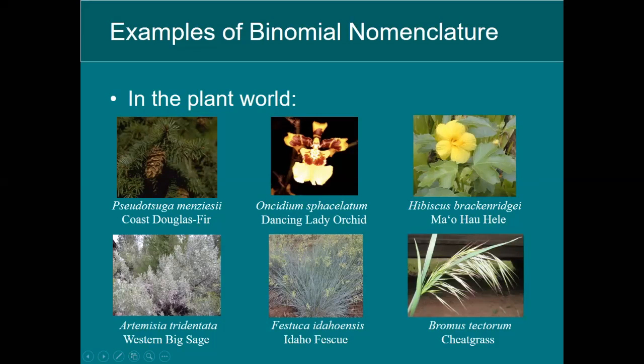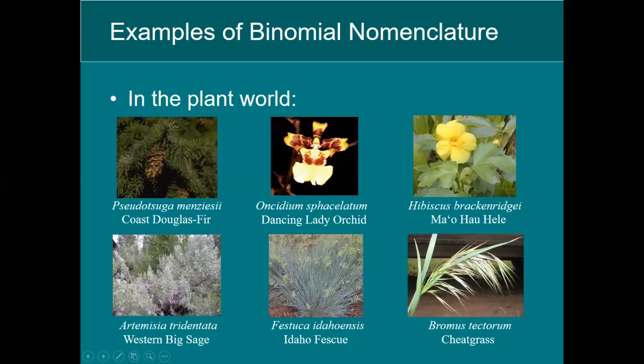Okay, we do this. My Hawaiian's not good. Mauhauhele. This is a hibiscus, and there's a huge genus of hibiscus, and this is named after Brackenridgei. You'll actually see this species name all over the place in the plant world. Brackenridge named a whole bunch of different plant species, and he just scientificized his last name.